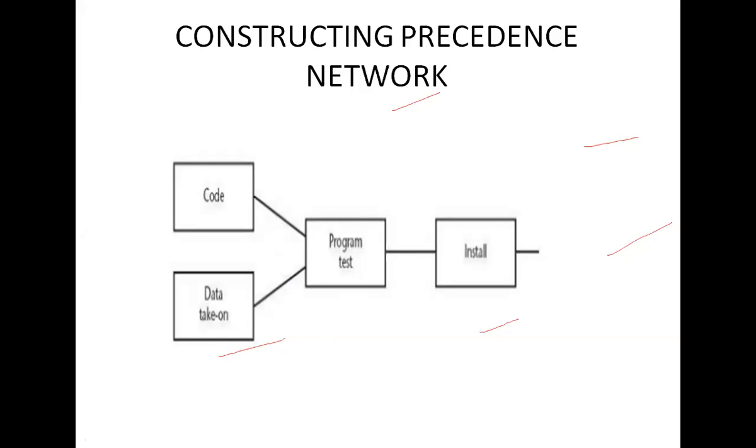Here we are using an activity on node network, where activities are represented as nodes and the links between the nodes represent the sequence. This approach avoids some problems and provides an easier representation. So this is the precedence network diagram.